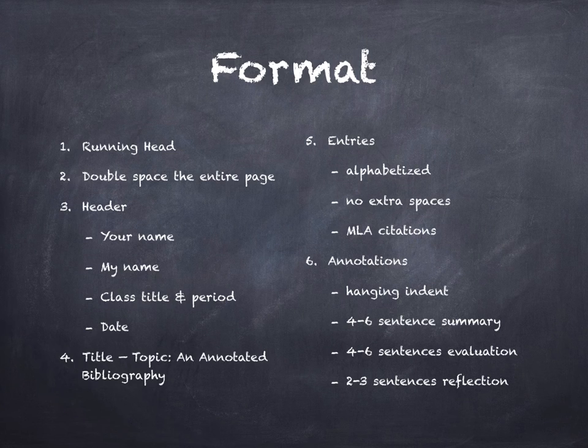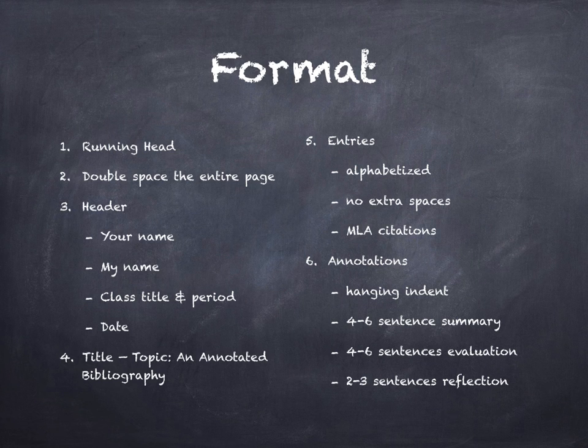After your title, you're going to have your 5 entries. These entries should be alphabetized based on either the author's last name or the first name in the entry. There should be no extra spaces within them or between them, and you should follow the MLA format. Within your annotations, you should have a hanging indent. You should have a 4 to 6 sentence summary, a 4 to 6 sentence evaluation, and a 2 to 3 sentence reflection.